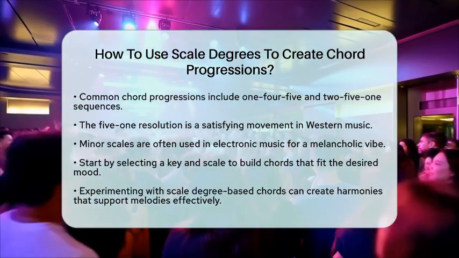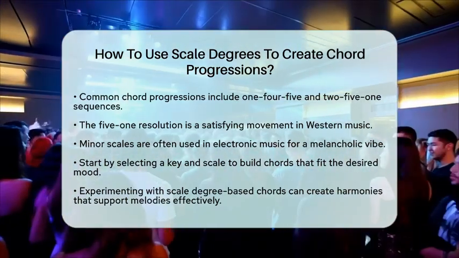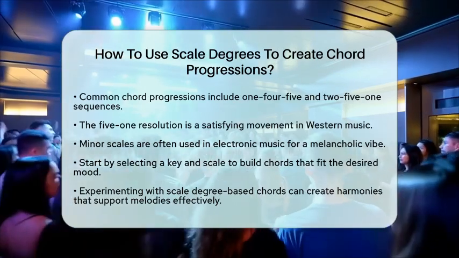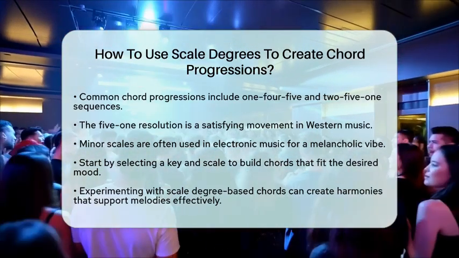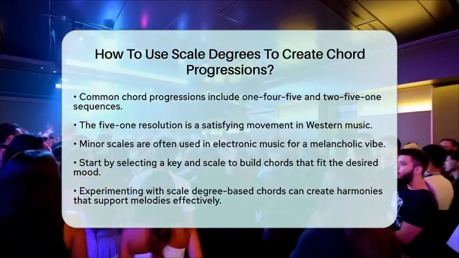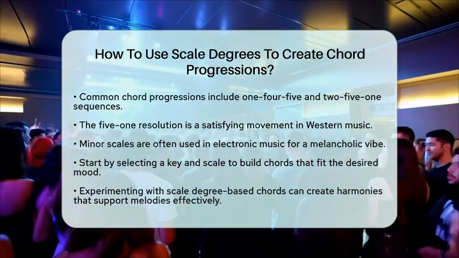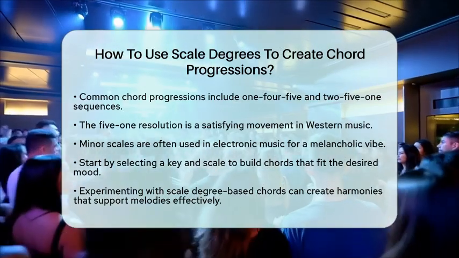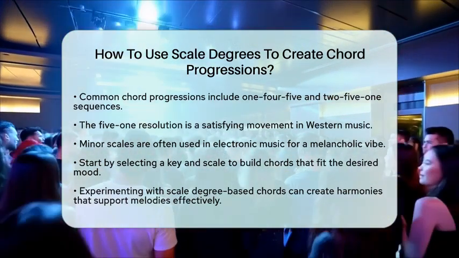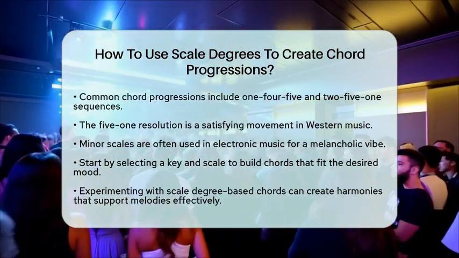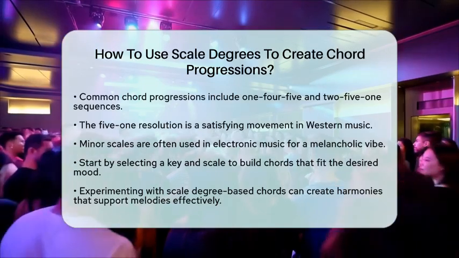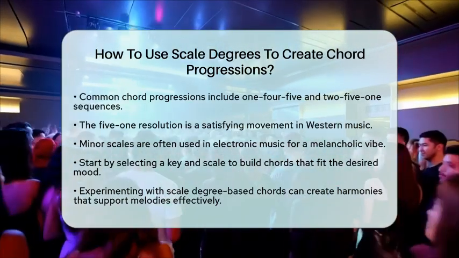Using scale degrees to create chord progressions in electronic music involves identifying the key and scale, understanding the function of each scale degree, building chords on these degrees, and combining them into progressions that create tension and releases. Adapting these progressions to fit the mood and style of electronic music can lead to harmonically rich tracks that captivate listeners.